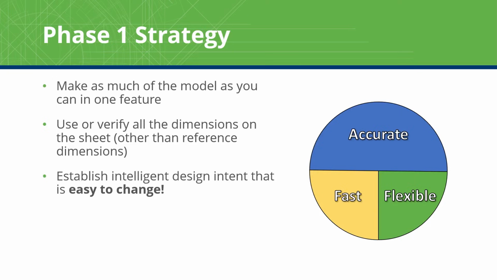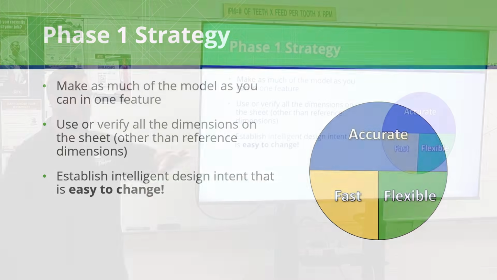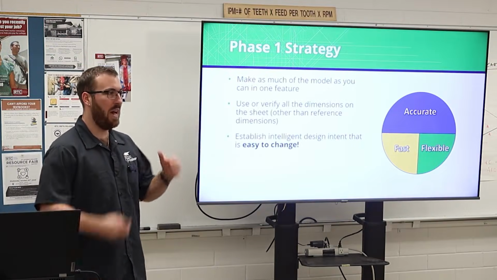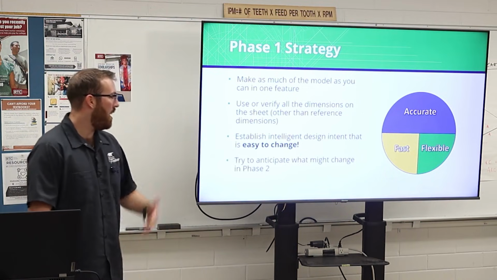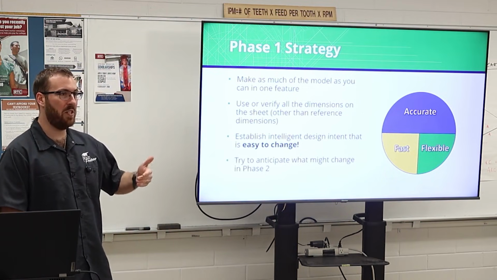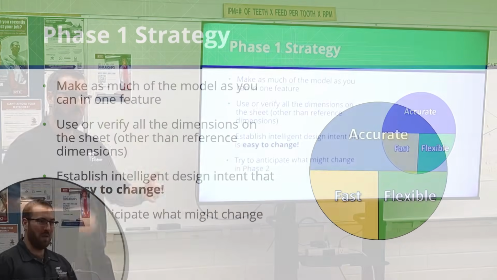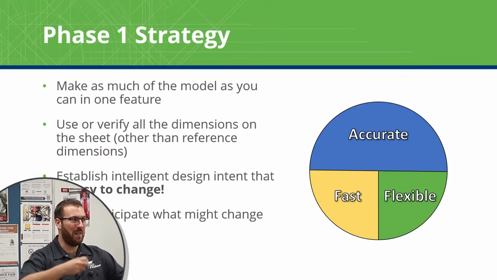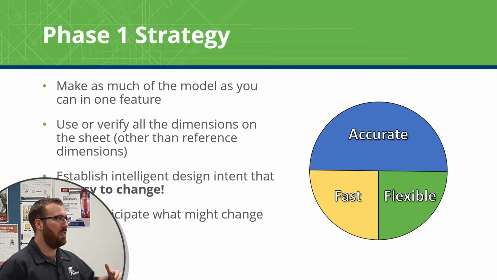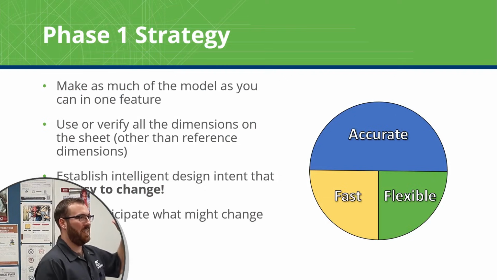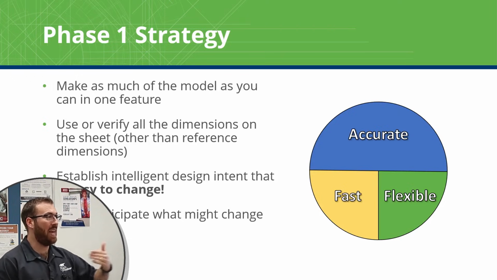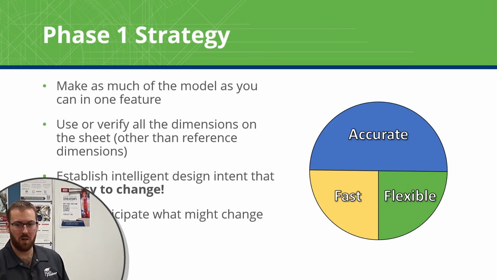And establish intelligent design intent that's easy to change. Remember, this is phase 1. Changes are coming, but you don't know what they are. So you have to try to anticipate what changes might be coming in phase 2. Even though you don't know, you want to build your design to be receptive to those changes. So that means avoiding things like blind end conditions, direct editing features, things that tend to back you into a corner that some of you are probably familiar with.